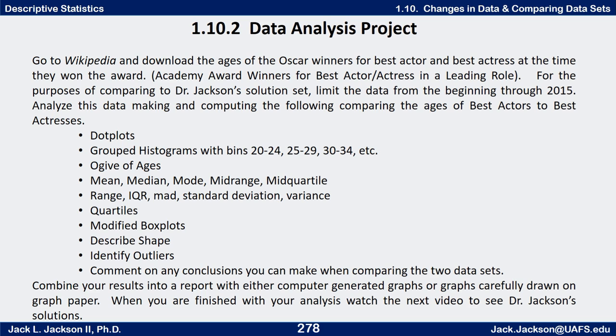Then I want you to go back and look at everything that you've done so far and describe anything that you notice about the shape of the two distributions. And of course, you're going to need to identify any outliers, which will be part of your modified box plot. And then finally, when you're done, comment on any conclusions you can make when comparing the two data sets.